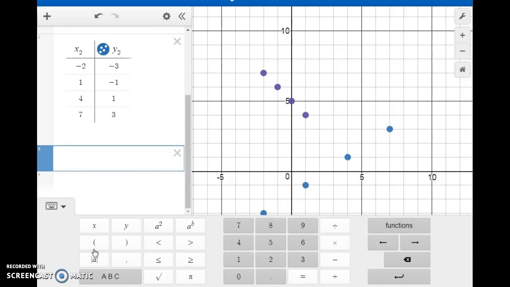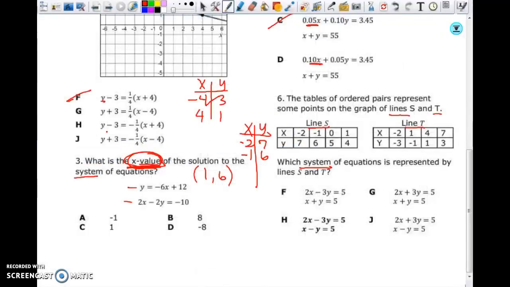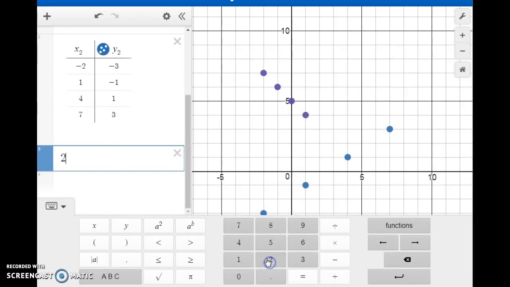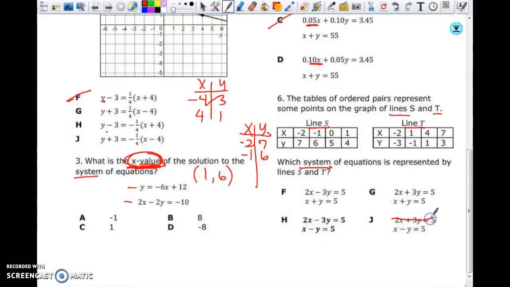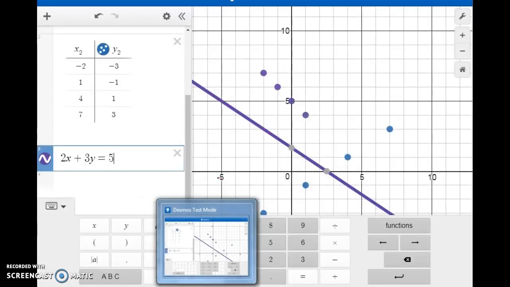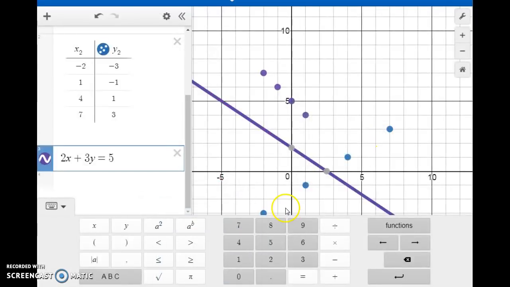Let's try J, for example, the very last one. So we'll try J, 2x plus 3y equals 5. First of all, I know that line doesn't match any one of them. So it cannot be this equation, so it cannot be J. That's all you're doing. Go on ahead and check both equations and see which one goes through these points and these points.